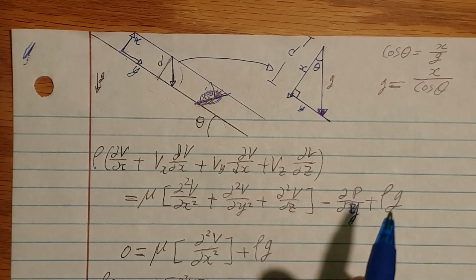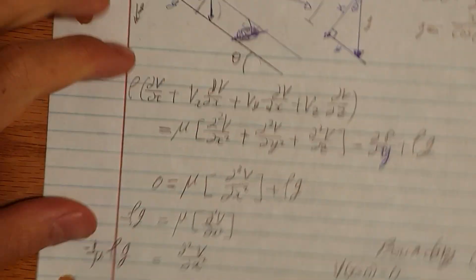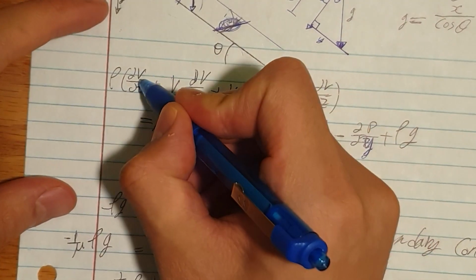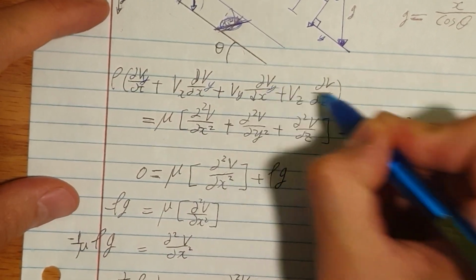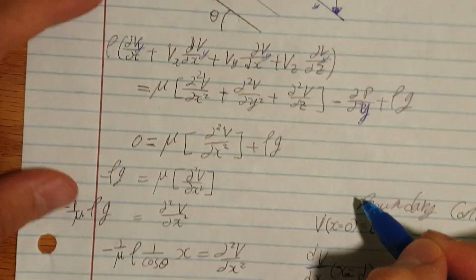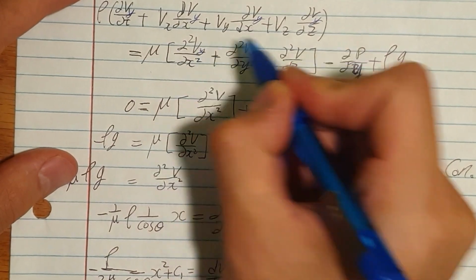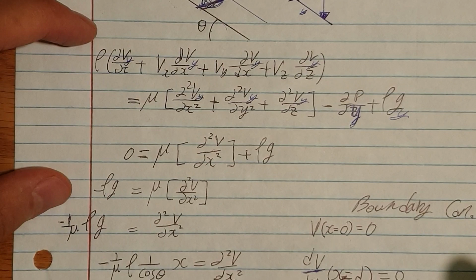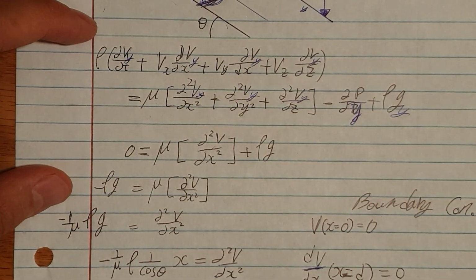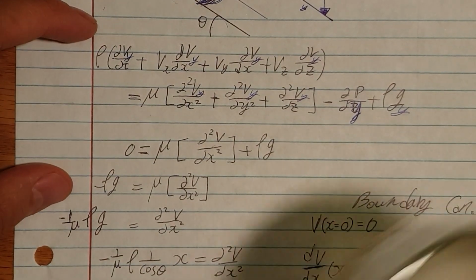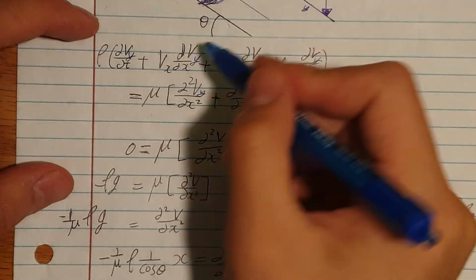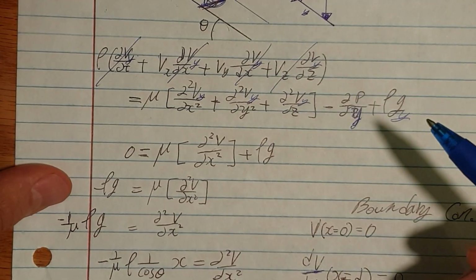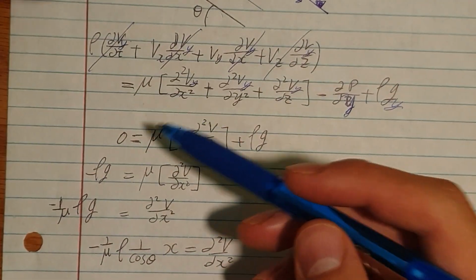So among the three rectangular coordinates equations, we're going to use the one that has Vy. So we're using this equation. As usual, our left side is all going to be equal to 0 because it's steady state, fully developed, and one-dimensional.